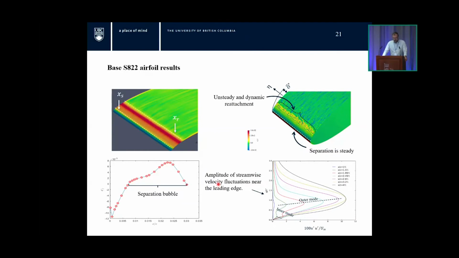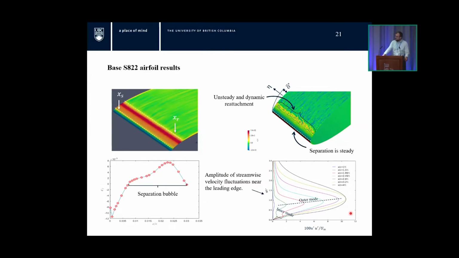This is the time mean look at the separation near the leading edge for the base airfoil, where we show the separation location, the reattachment location, and the imprint of the separation bubble on the skin friction. And then we look at unsteady and dynamic reattachment. This again is the surface skin friction coefficient, where we see that the separation is very unstable and it falls apart very quickly. And then on the bottom right side is the amplitude of the streamwise velocity fluctuation.